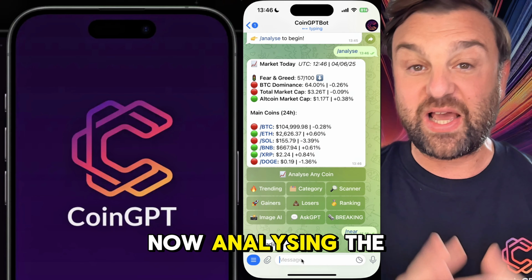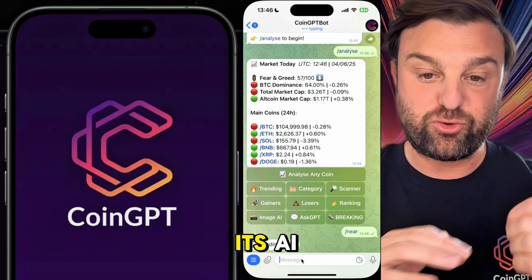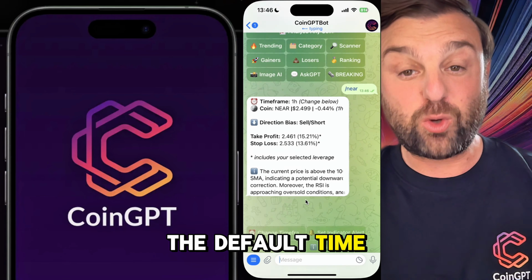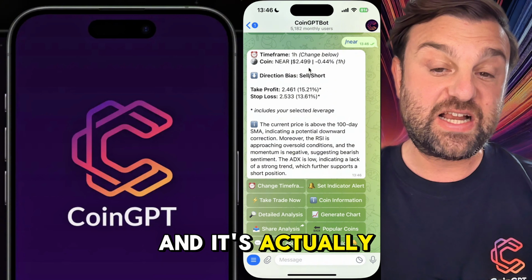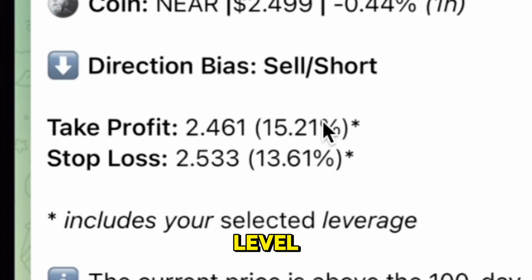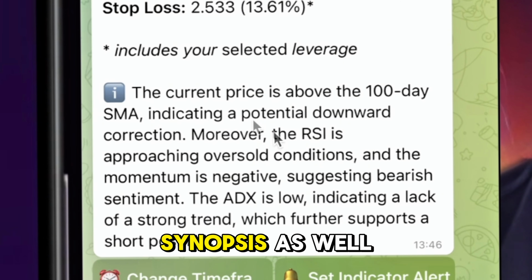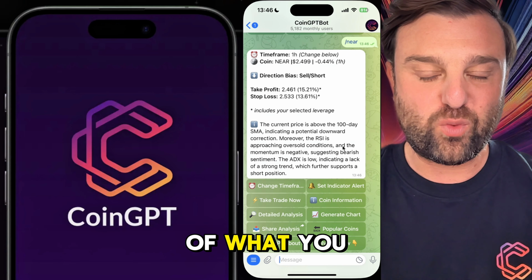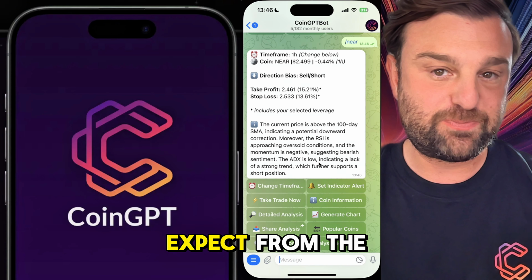The bot is now analyzing the market data, feeding it through its AI. The default time frame here is the 1 hour, and it's actually giving us a sell signal. It's giving us a take profit level, a stop loss level, and a little synopsis as well of what you can expect from the market.